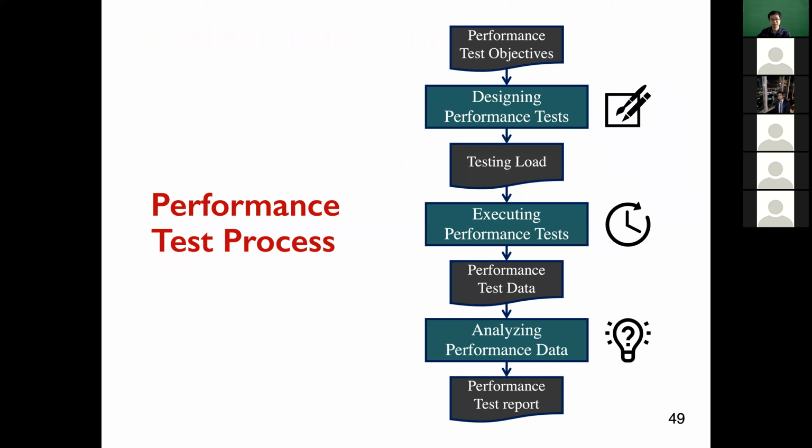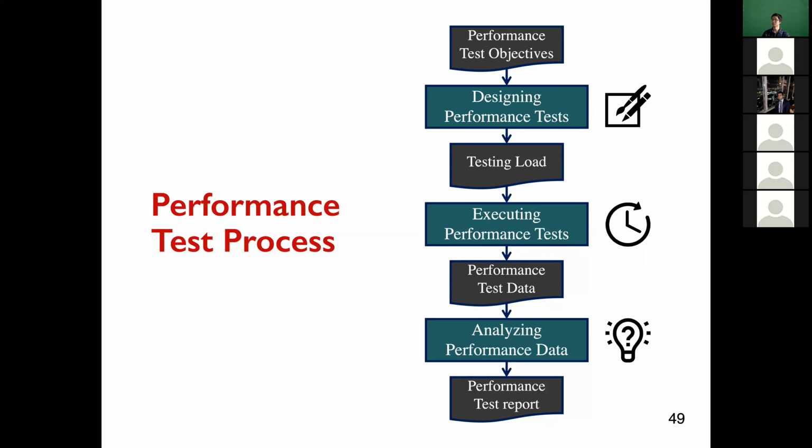Let's look at the detailed process. As we said, we have test design, test execution, and test analysis. In this process, after test design, we get the test cases or testing load. Then we execute the performance test and produce performance test data. We analyze the performance data and produce a performance test report. This is a general process. Let's look at each step separately.